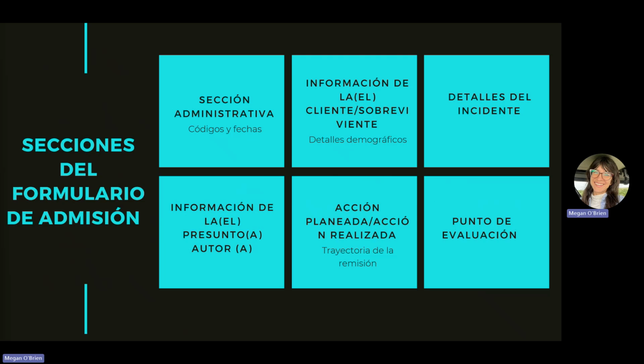The intake form, like I said, has 6 sections. There's the administrative section, which is where we'll record codes and dates. There's the survivor information section where we'll record demographic details. There's a section to record the details of the incident, a section for alleged perpetrator information, a section where we have planned action and action taken or identifying referral pathways, and a point for assessments.